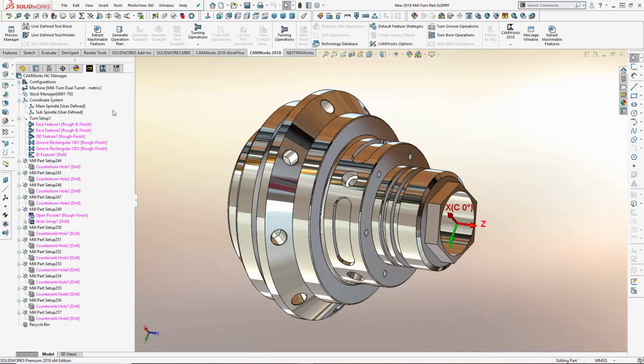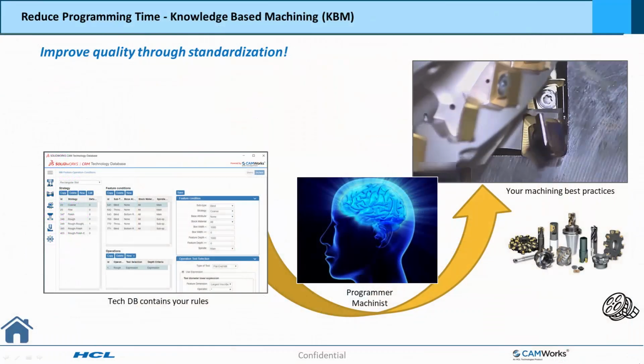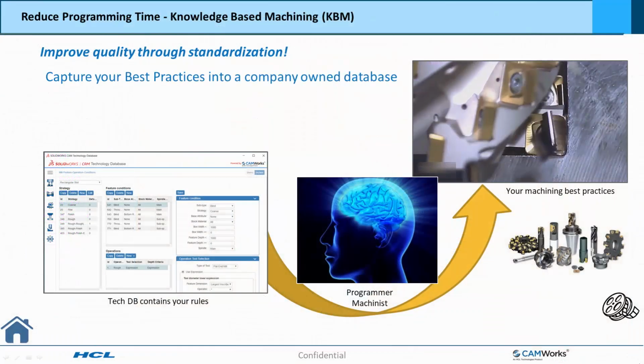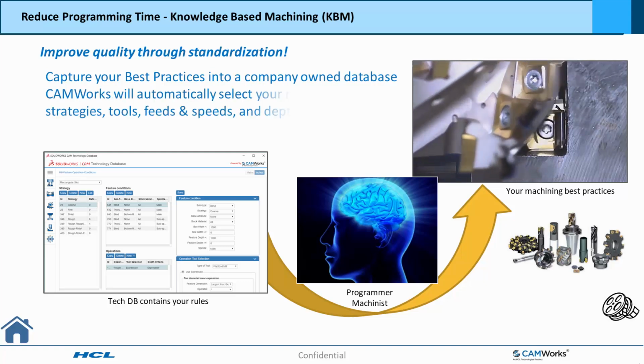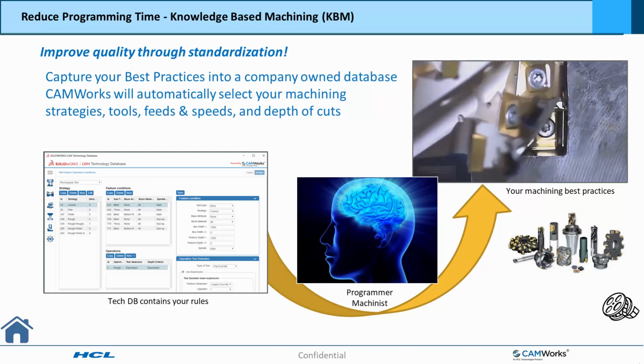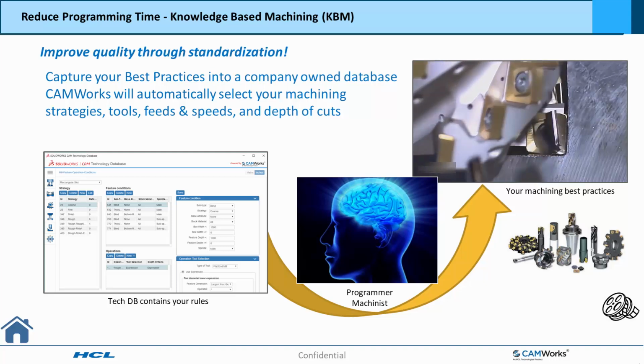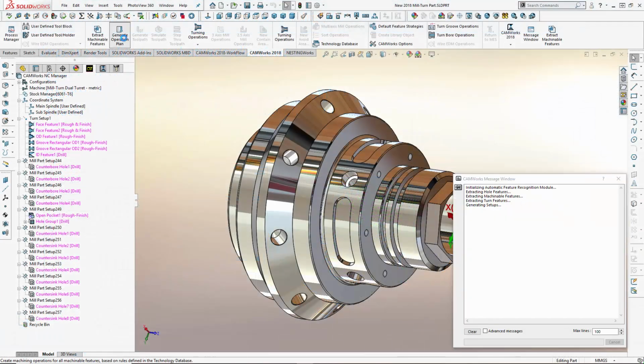With all my features in place, I now have the power and flexibility to create individual operations for machining or use CAMWorks intelligence-based machining to automatically generate the machining operations. CAMWorks intelligence-based machining is fully customizable, so you can capture your best machining practices, and CAMWorks will automatically generate the operations with the tools, feeds, speeds, and depths of cut using your best practices. I'll go ahead and use this time-saving feature to generate the operations necessary for the machining.